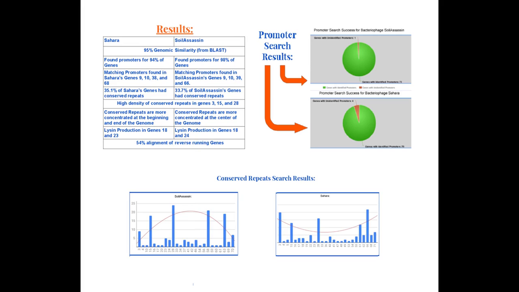Lastly, we found that both bacteriophages have two genes for lysine production. In both phages, lysine A is coded for in gene 18. We found a slight difference for the production of lysine B, however, in that Sahara's gene 23 produces lysine B, whereas SoilAssassin's gene 24 produces lysine B.